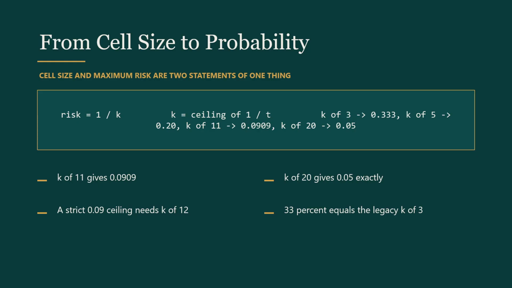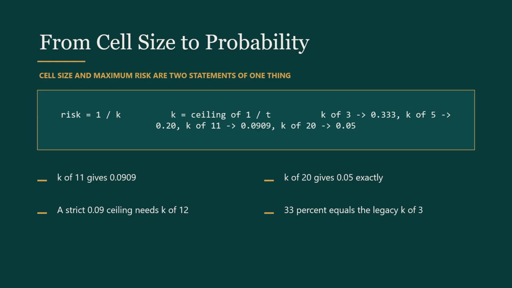k must be a whole number. The rule is K equals the ceiling of 1 divided by the threshold. A threshold of 0.05 gives 1 divided by 0.05, which is 20 exactly, so K of 20. A threshold of 0.20 gives 5, so K of 5.